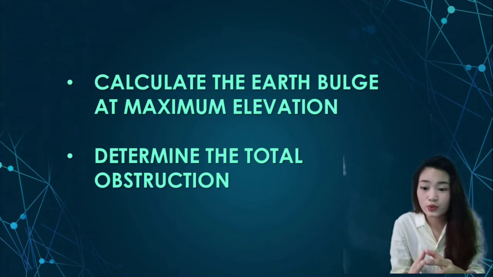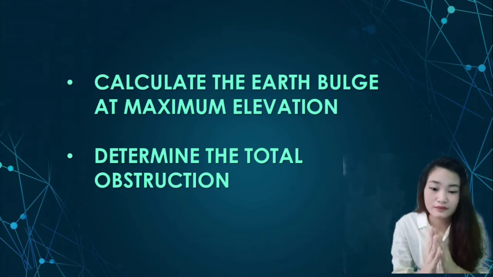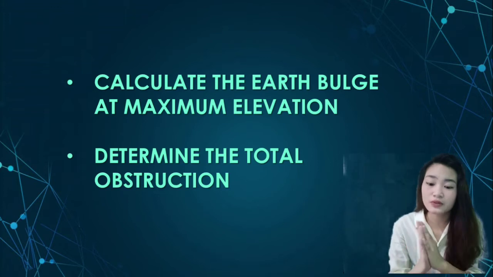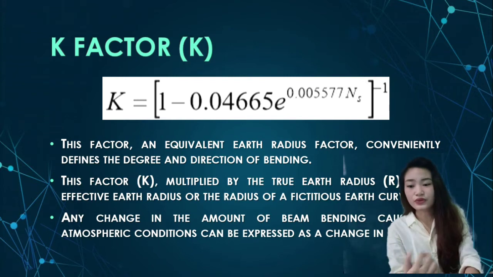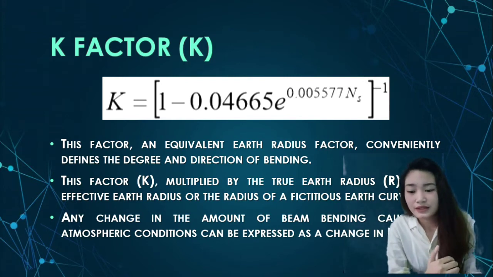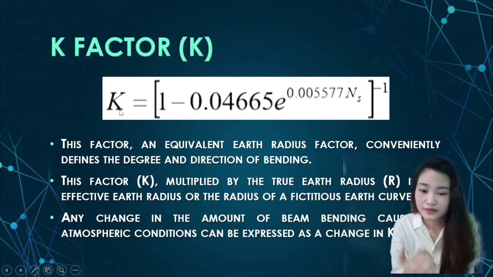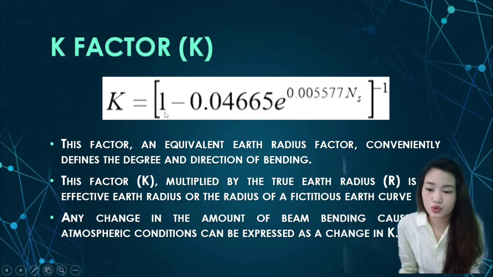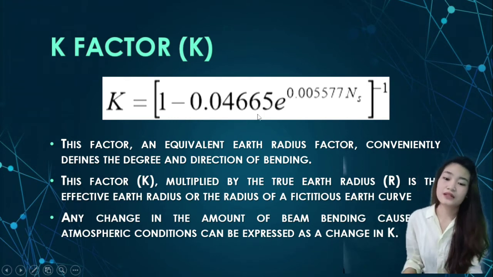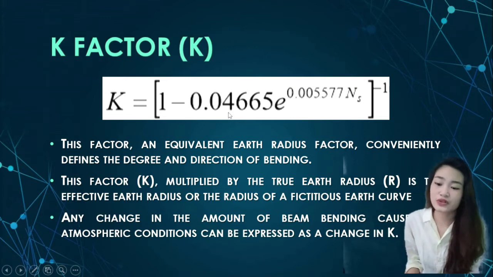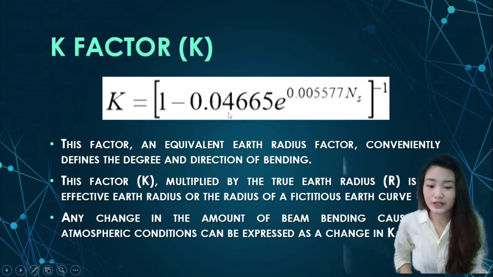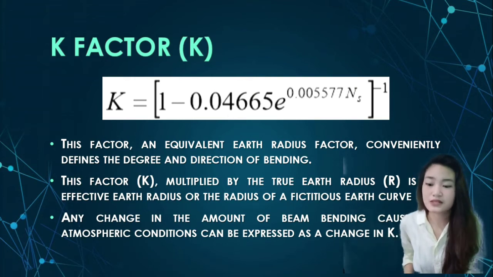The first and second one were calculate the earth bulge at maximum elevation and determine the total obstruction. We calculate the K factor, or K. This is the formula. K is equals to 1 minus 0.04665 e raised to 0.005577 Ns. This factor, an equivalent Earth radius factor, conveniently defines the degree and direction of bending.